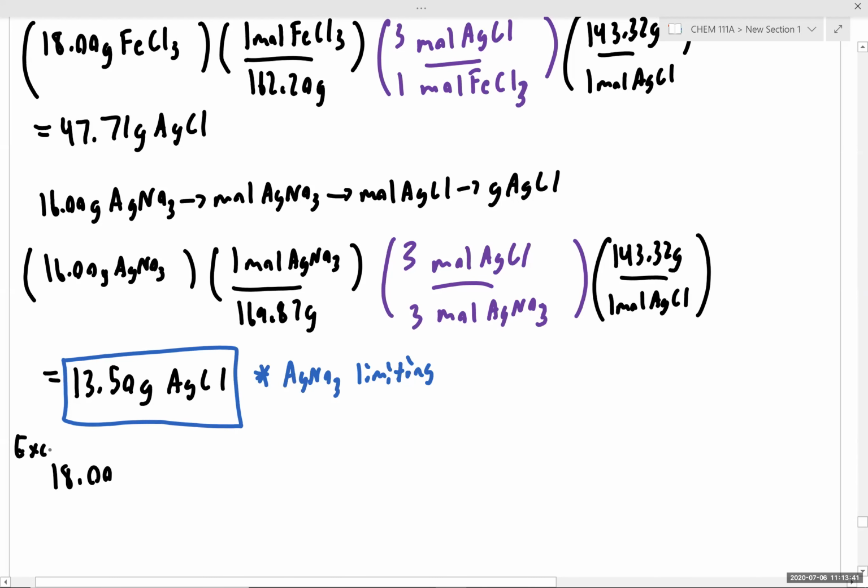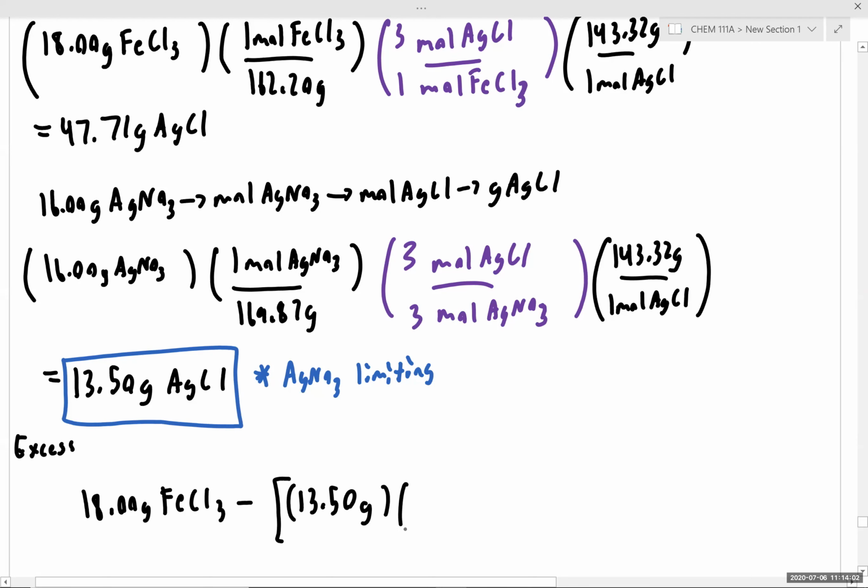So to calculate our excess reactant, we're going to take our 18.00 grams of iron 3 chloride, and we're going to subtract the mass of iron 3 chloride consumed. So we have 13.50 grams. We know in 1 mole of silver chloride, we have 143.32 grams.